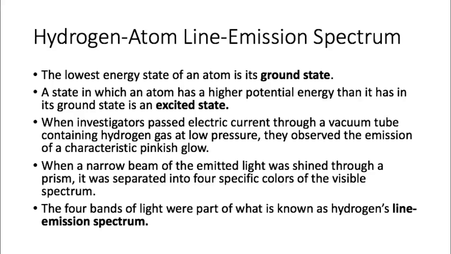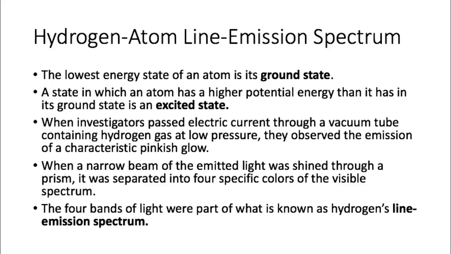So what happened was investigators passed electric current through a vacuum tube that contained hydrogen gas. This hydrogen gas was at low pressure, and they observed an emission that was a characteristic pinkish glow. And so what they would do is they'd take a narrow beam of this light that was being given off, and it was shined through a prism. If you've ever held a prism up to sunlight, you'll see that the prism separates the colors of the light into the colors of the rainbow.